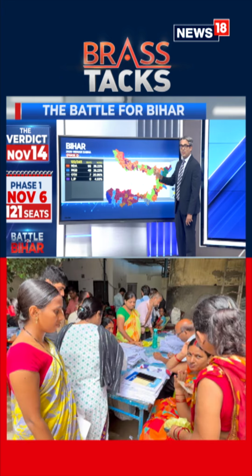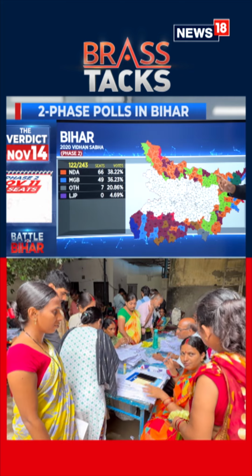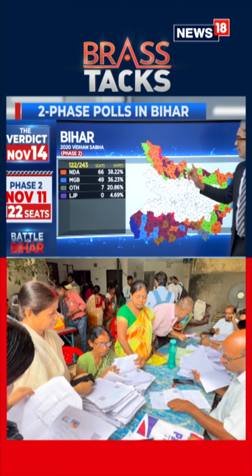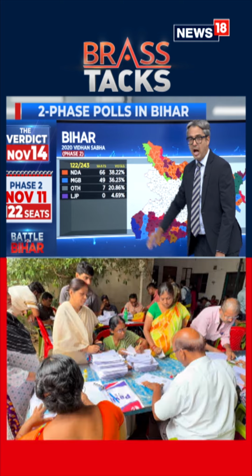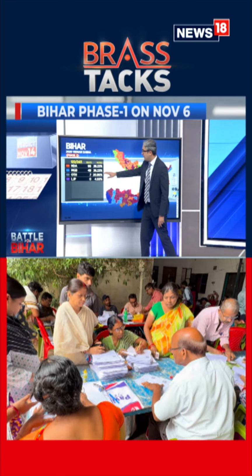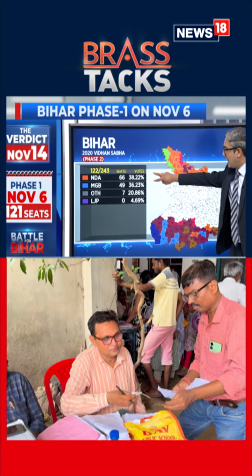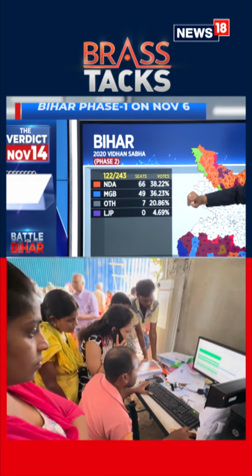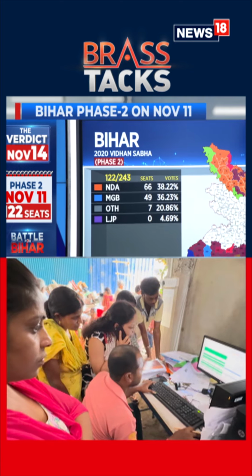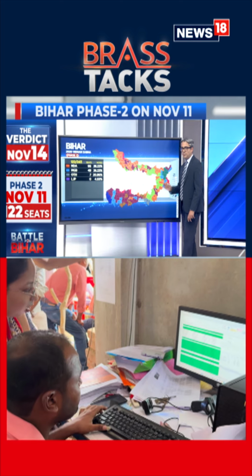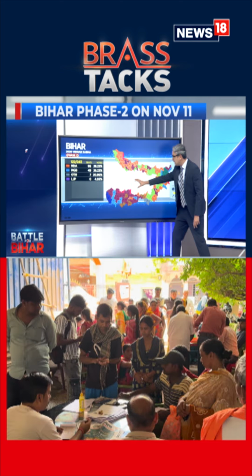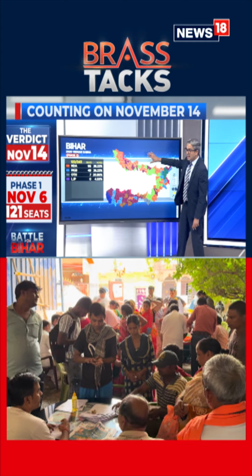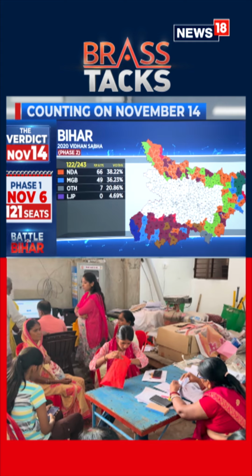This is the phase where the NDA did exceptionally well last time around. It was a close election, but the NDA got 66 out of 122 last time around. The Gathbandhan got just 49, and the vote share also has completely flipped. It's the NDA with 38% vote share and the Mahagathbandhan with just 36. So it was a 2% vote share difference between the NDA and the Mahagathbandhan. And this was the phase that sort of really did it for the BJP and for the NDA.